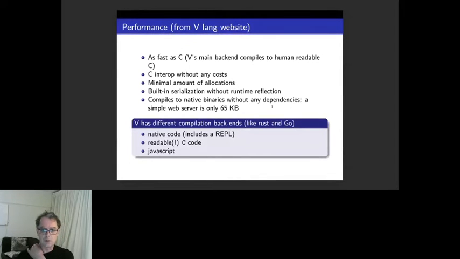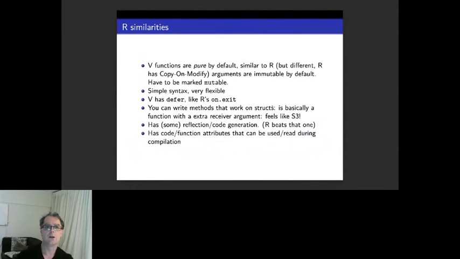V can also compile to other backends, just like any modern programming language nowadays. It's not as feature complete as Rust or Go, but it can compile to native code, readable C code, and JavaScript. And I think WebAssembly is planned or coming.